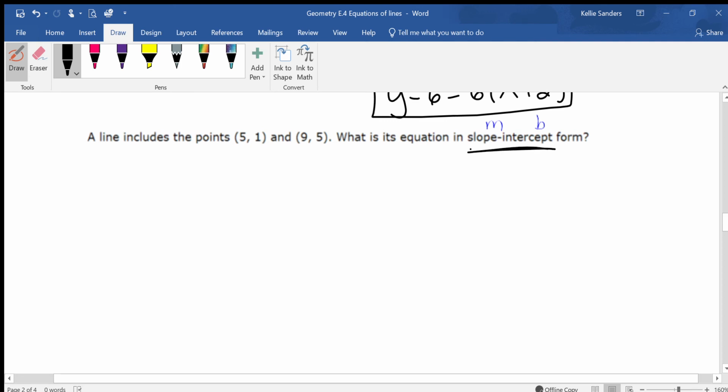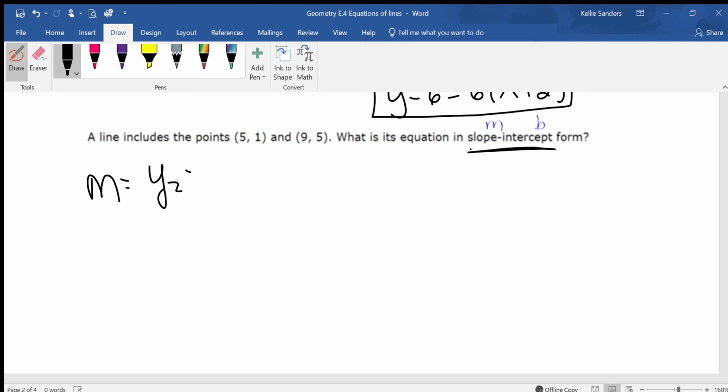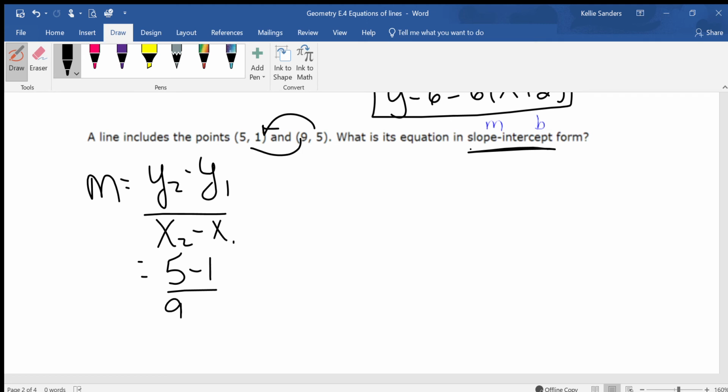Slope-intercept. They didn't give me a slope. They didn't give me an intercept. We're going to have to find both. First things first, slope. y2 minus y1 over x2 minus x1. 5 minus 1, which would be those numbers, and 9 minus 5, which would be those numbers. 5 minus 1 is 4. 9 minus 5 is 4. And 4 over 4 is 1. So our m is 1.